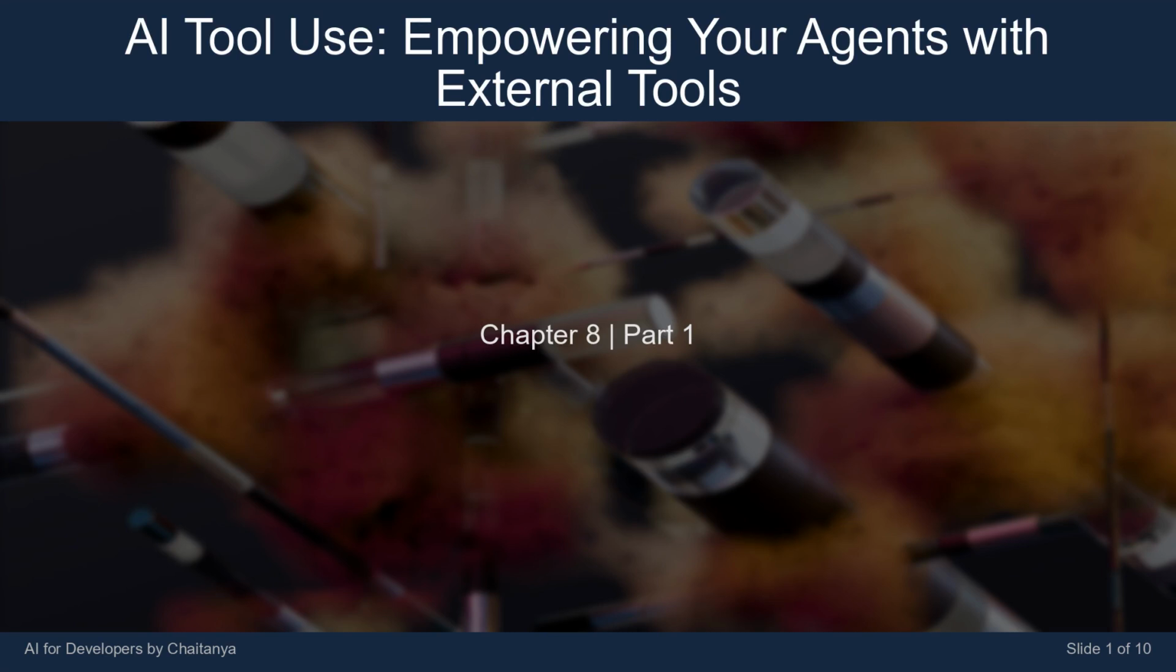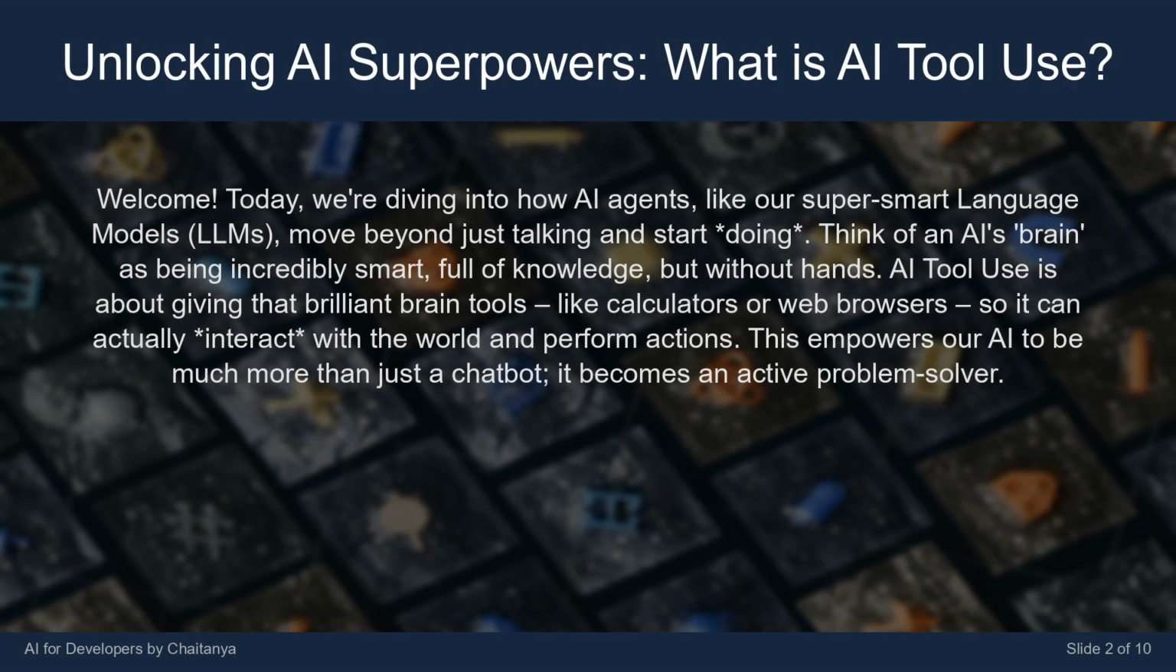Empowering your agents with external tools. Welcome. Today, we're diving into how AI agents, like our super smart language models, LLMs, move beyond just talking and start doing. Think of an AI's brain as being incredibly smart, full of knowledge, but without hands. AI tool use is about giving that brilliant brain tools, like calculators or web browsers, so it can actually interact with the world and perform actions. This empowers our AI to be much more than just a chatbot. It becomes an active problem solver.